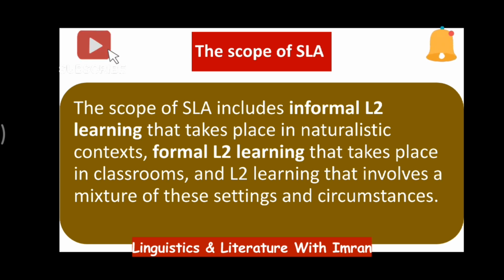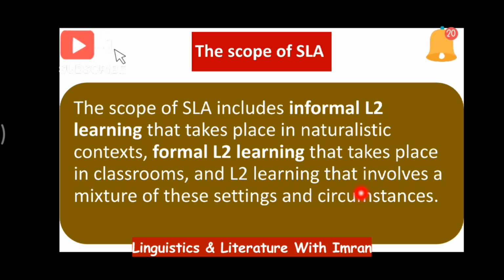And if a child is taken to USA, and there the child learns in a naturalistic environment, that would be informal L2 learning. Formal L2 learning takes place in the classroom. And then there is L2 learning that involves a mixture of the setting and circumstances. What would be the third example of this?